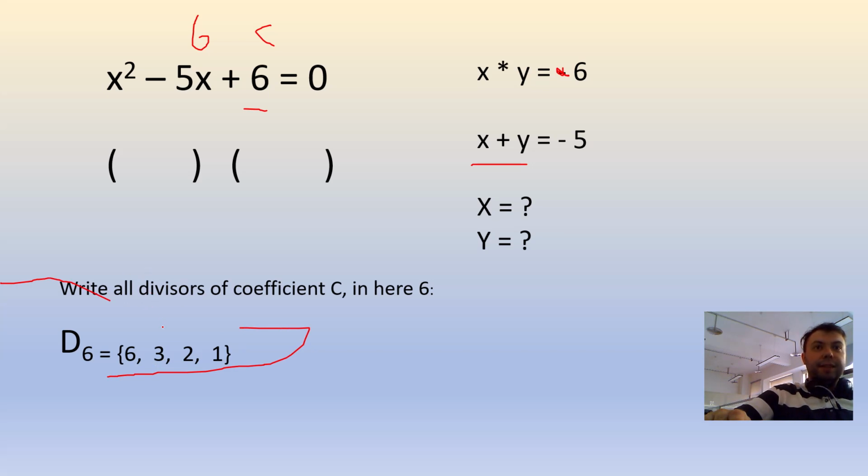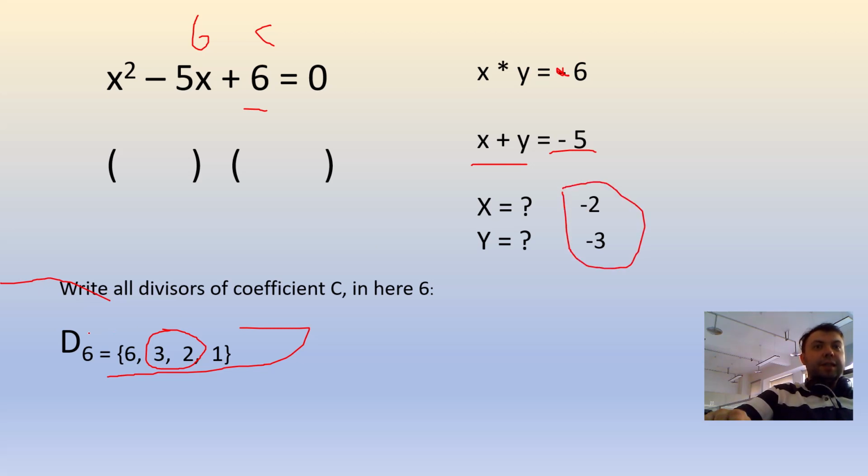We see that 3 and 2 meet this requirement, right? 3 plus 2 makes 5. So we need to make it minus 5. So here it will be minus 2 and minus 3, because you know that only this will bring the negative number.